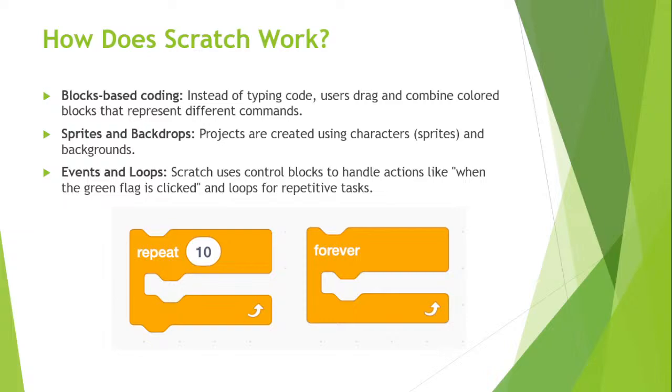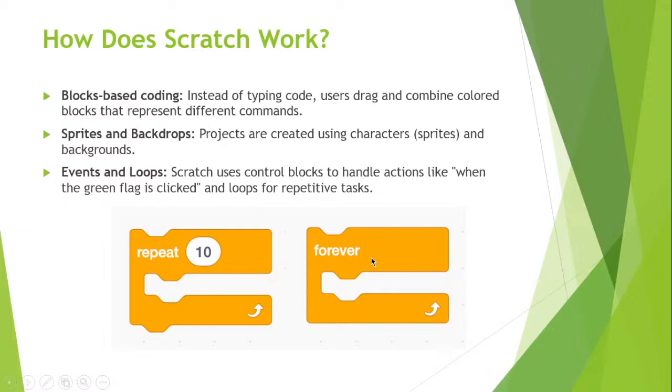Events and loops. Scratch uses control blocks to handle actions like when the green flag is clicked, and loops for repetitive tasks. So these are the blocks. This is the repeat block. This is the forever block. The repeat block can repeat 10 times, and the forever block keeps repeating until I stop it.